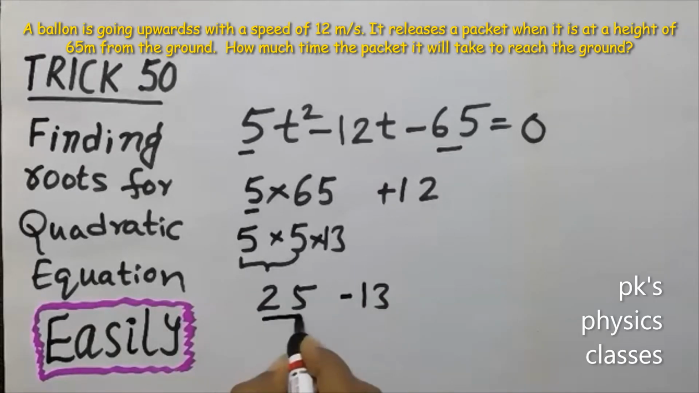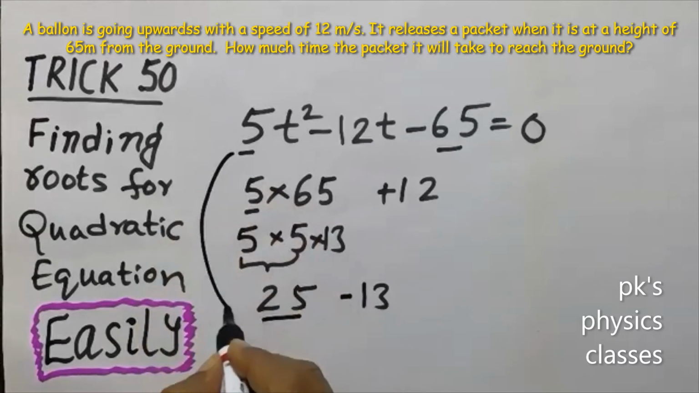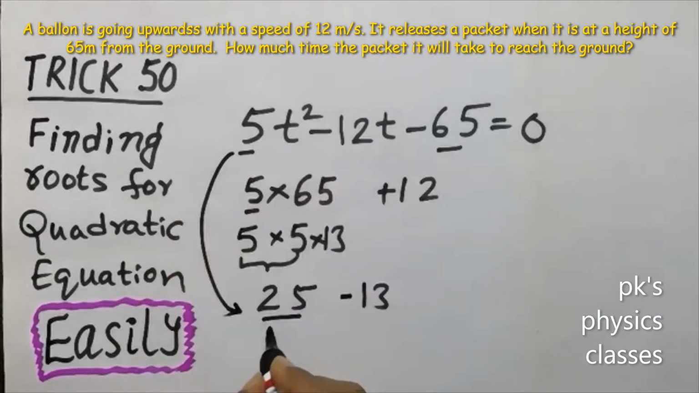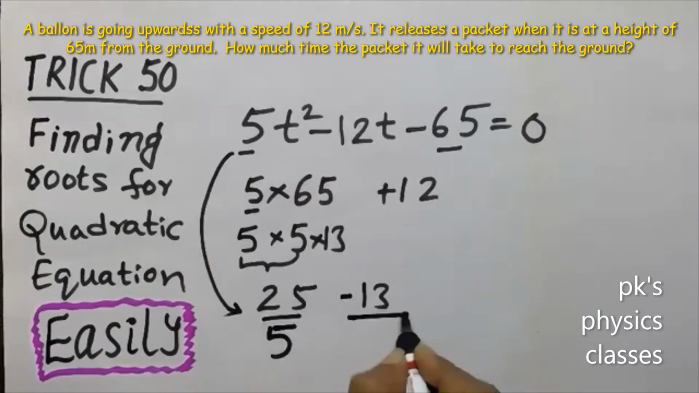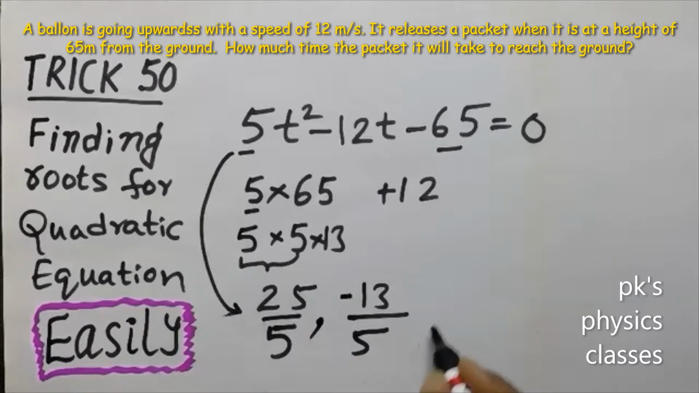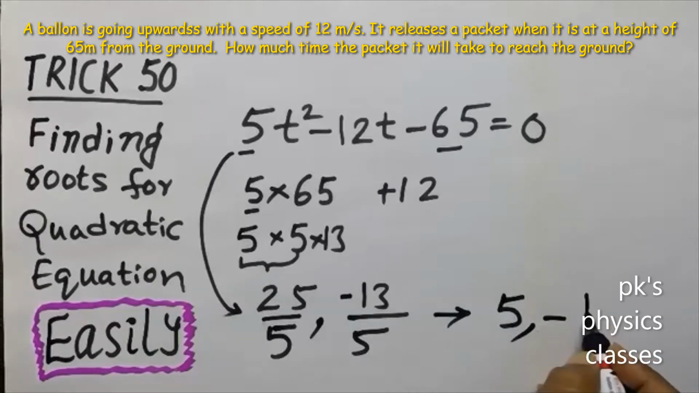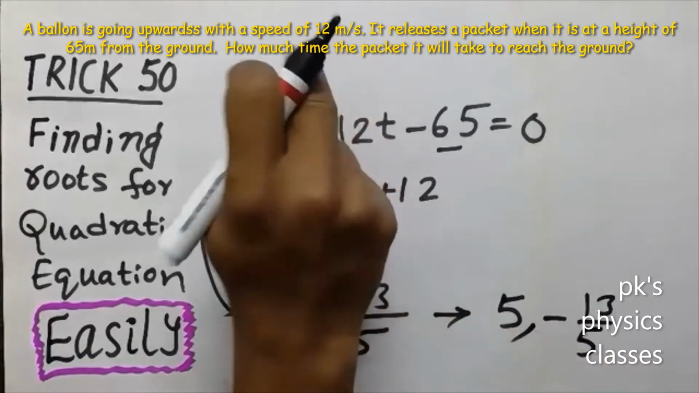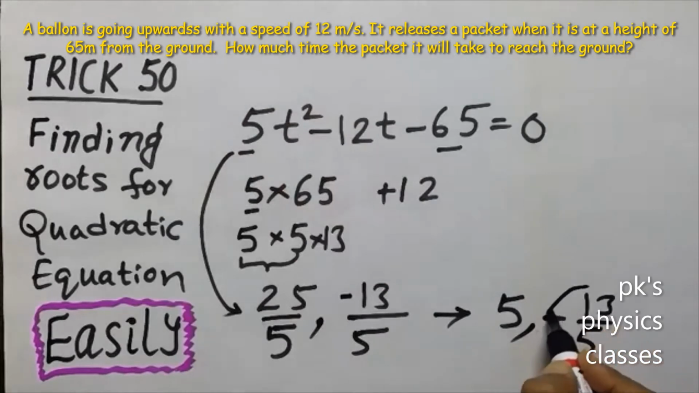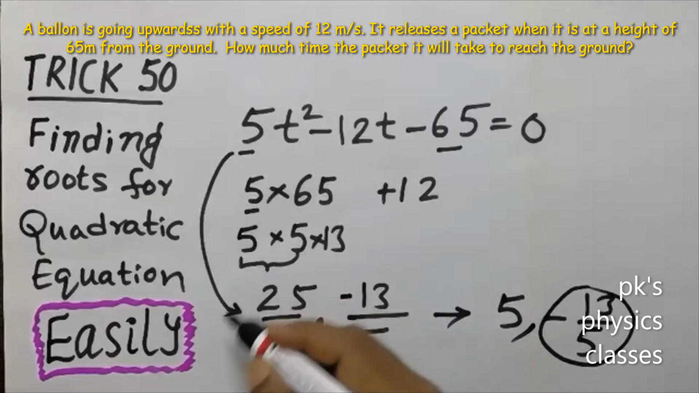You just divide this with this 5, whichever is there here, just divide with that, and divide this also with that. So what you are getting here is 5, and this is minus 13 by 5. Okay, let me finalize here. What we are getting is 5 and minus 13 by 5. But of course, in this question the time is asked, so this is no more valid because it is negative. So we need to cut that. But the thing is how to find the roots.